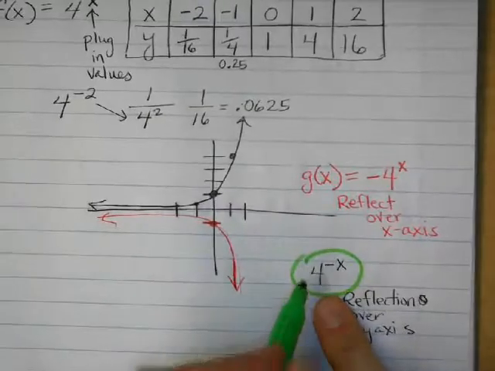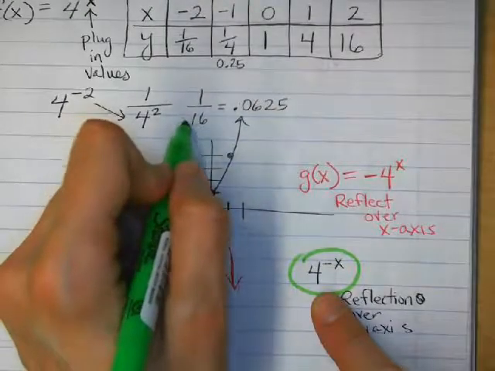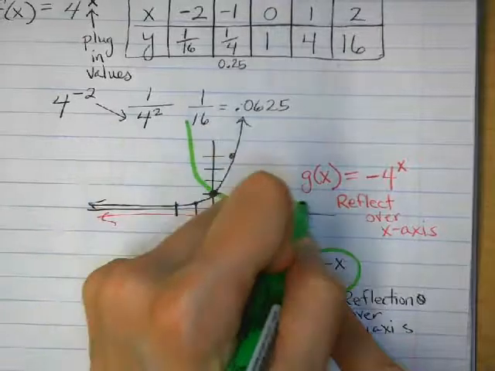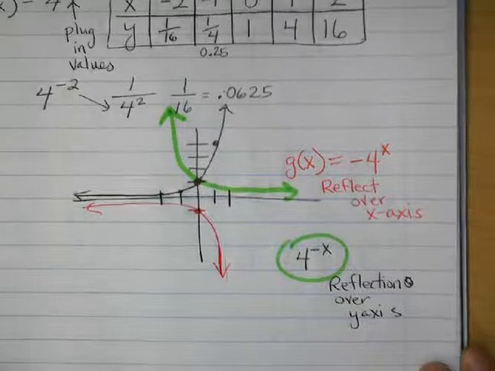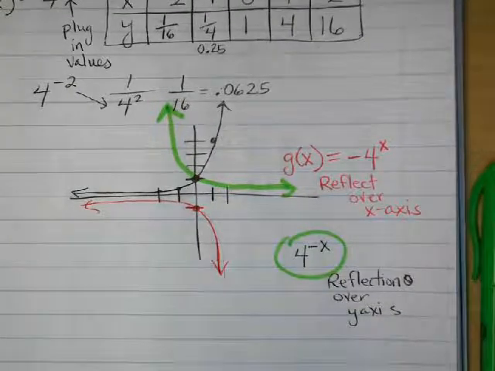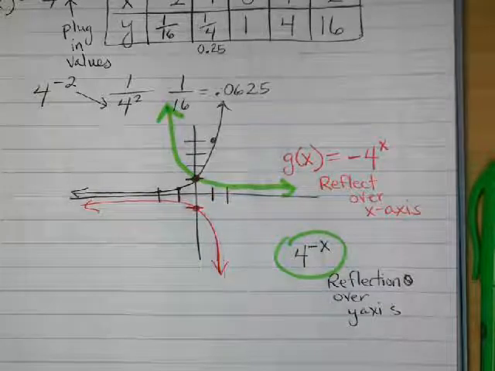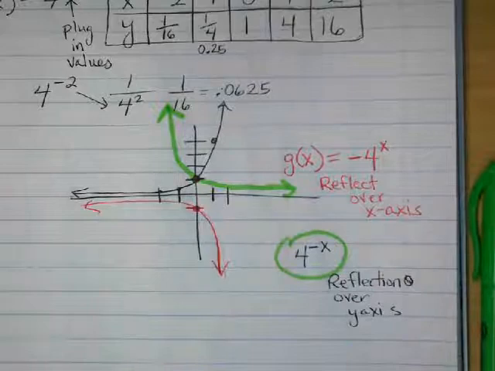And I could draw that in the green. I'll just use this green highlighter. Reflection over the y-axis, well, that would flip it like this. See, so it can do different things. So hopefully that helps you to see all these different things that can happen. The graph can move left, right, up, down, reflect different ways. Okay? And then I'll show you one, we're almost done here with our notes.